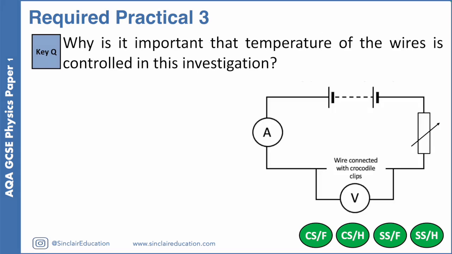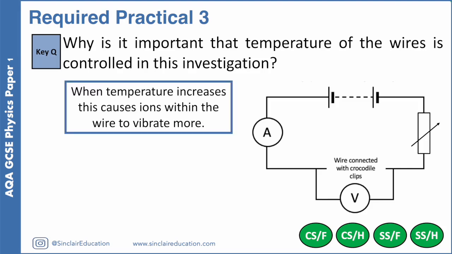One common theme though that comes out of this practical is about the importance of controlling temperature. The rule here is that high currents will tend to cause an increase in temperature of wires. And if wires increase in temperature, their resistance increases. So it's really important that in this investigation, we control current. Because if we can control current, we can control temperature, which means we don't have something else affecting the resistance.